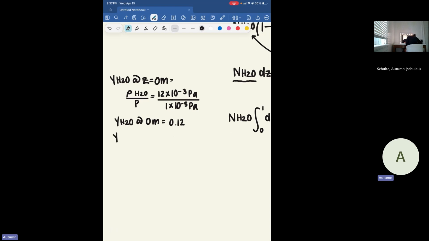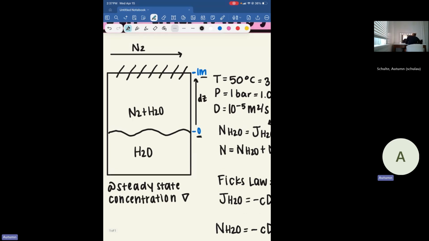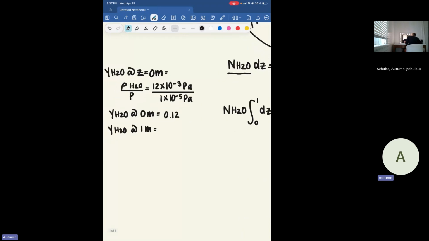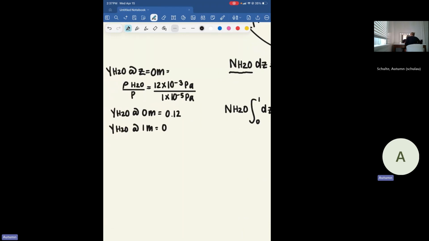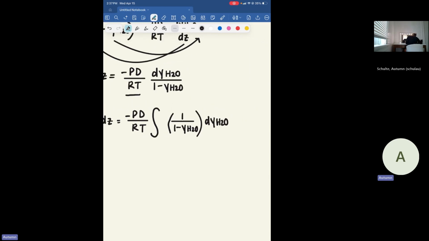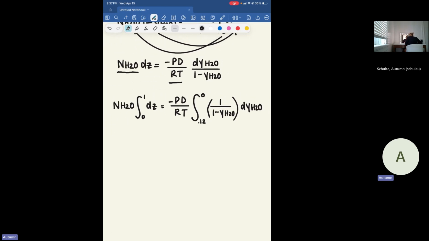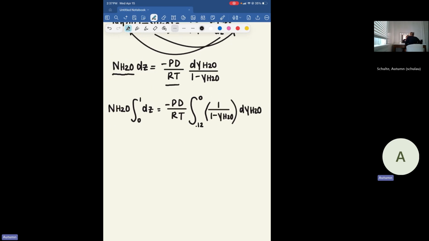And then we have the mole fraction of our water up at 1 meter, which is at this interface where we have the nitrogen gas, and the mole fraction of the water up there is simply 0. So putting this back into our integral, we have 0.12 down here and 0 up here for a mole fraction. So now we can start solving our integrals.